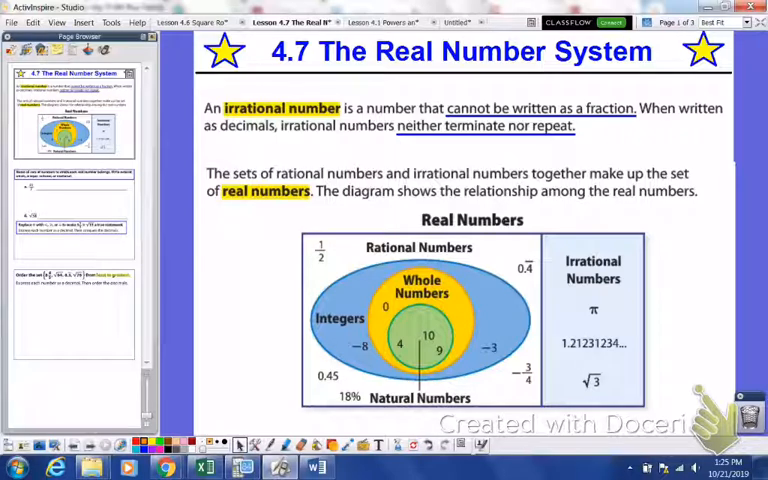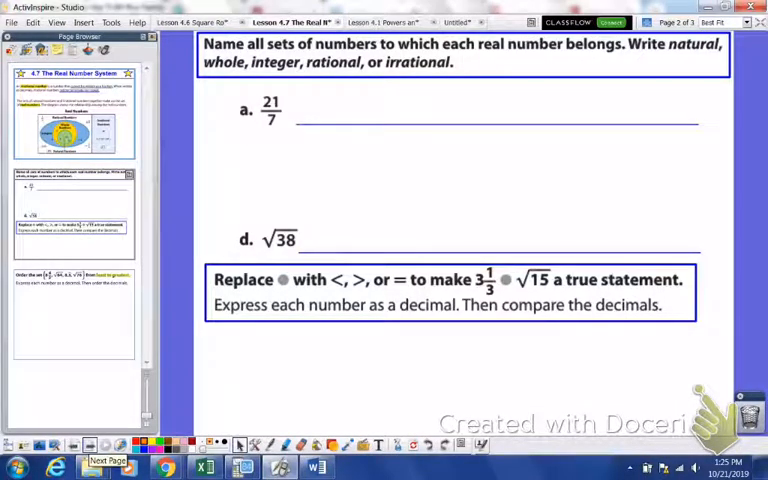So basically, we're talking about classifying again. Name all sets of numbers to which each real number belongs. Write natural, whole, integer, rational, or irrational. I want to include real. Everything we do this year is real.